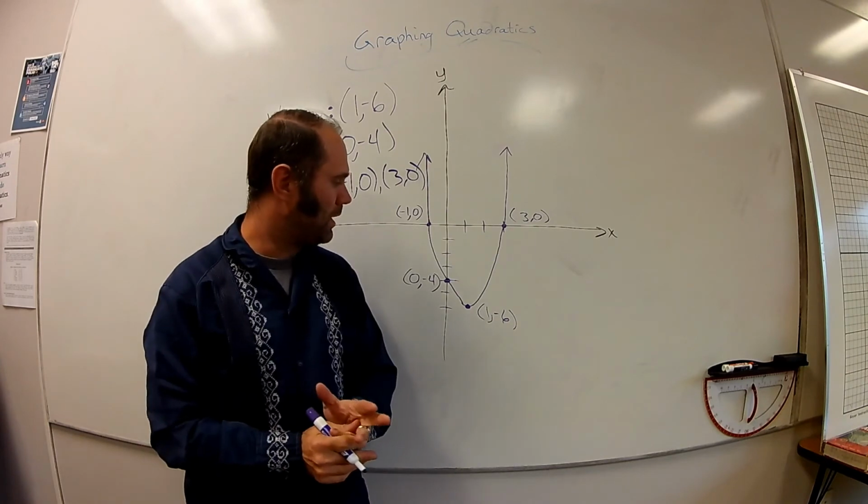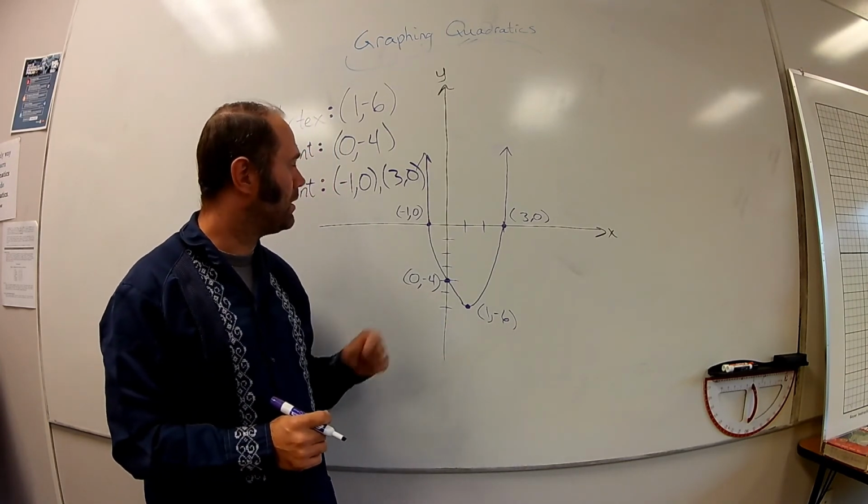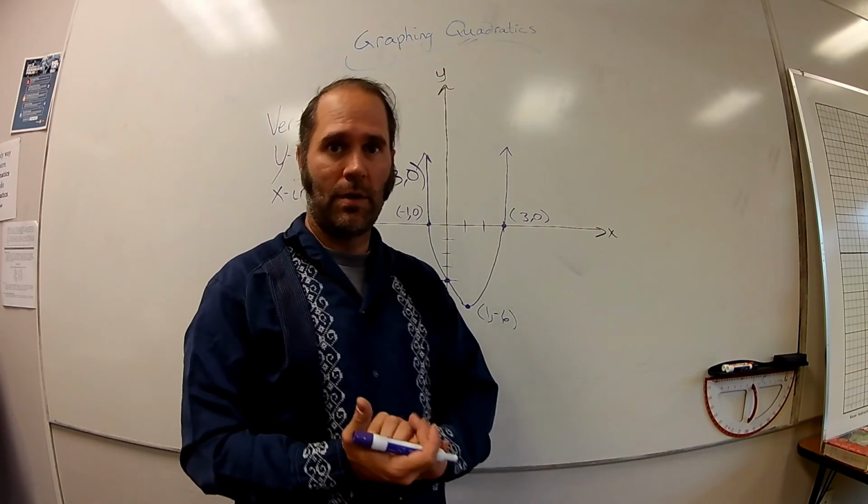So generally speaking, you always want to find the vertex if you can, the y-intercept if you can, and then the x-intercepts if possible.